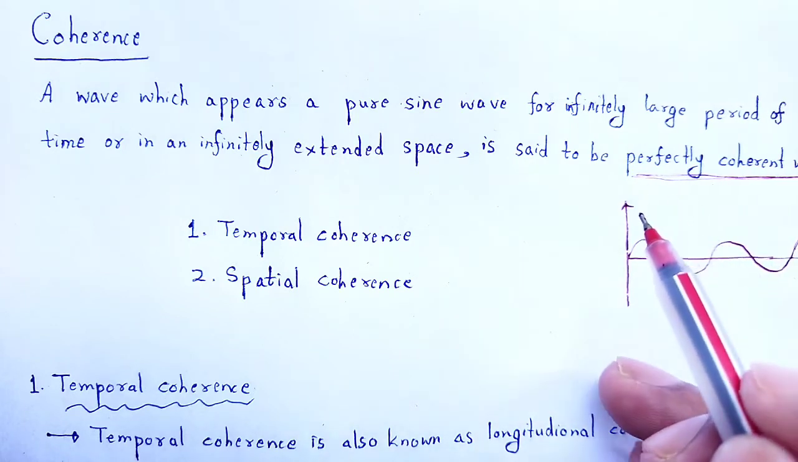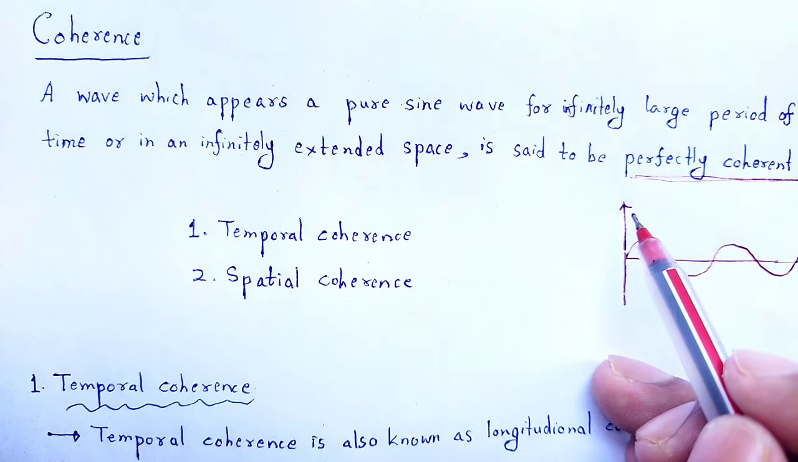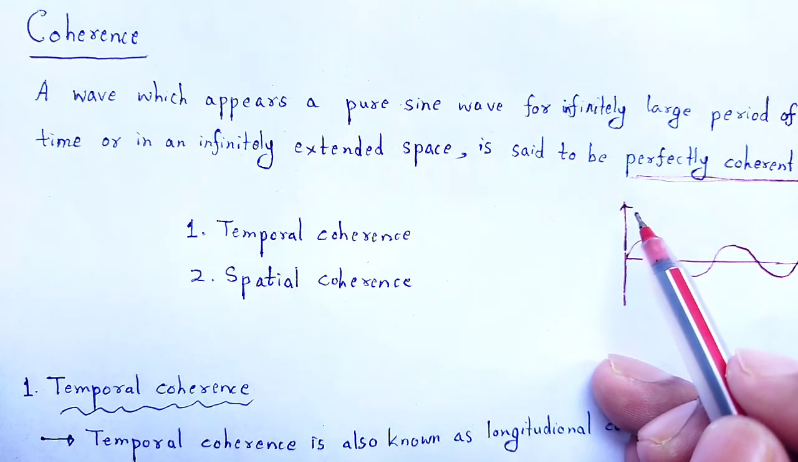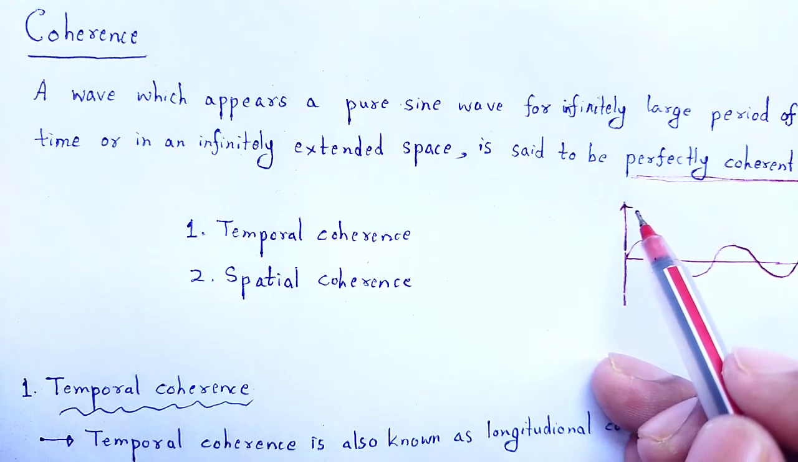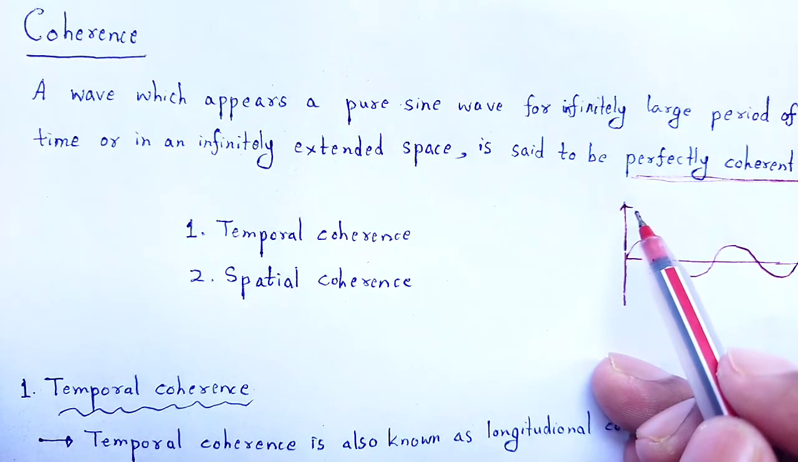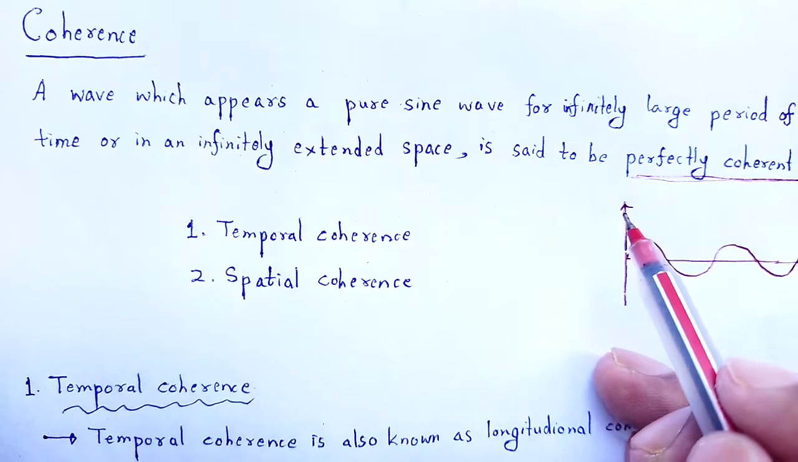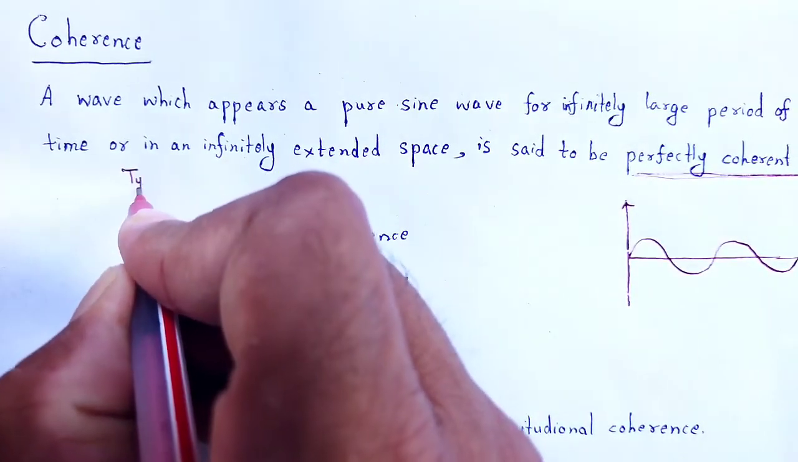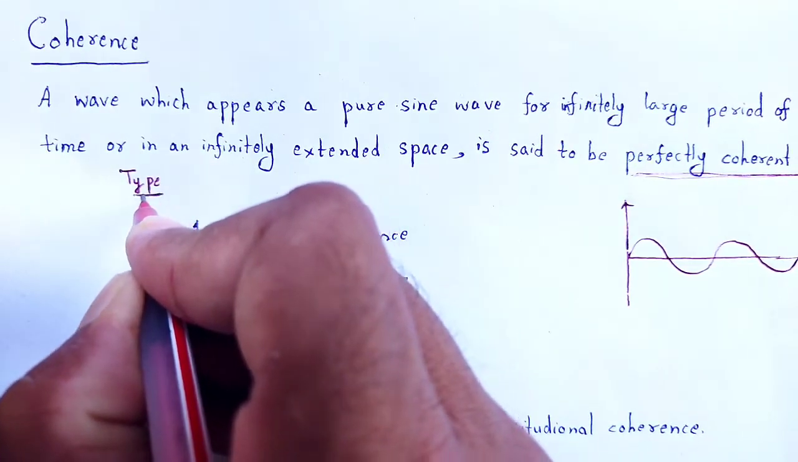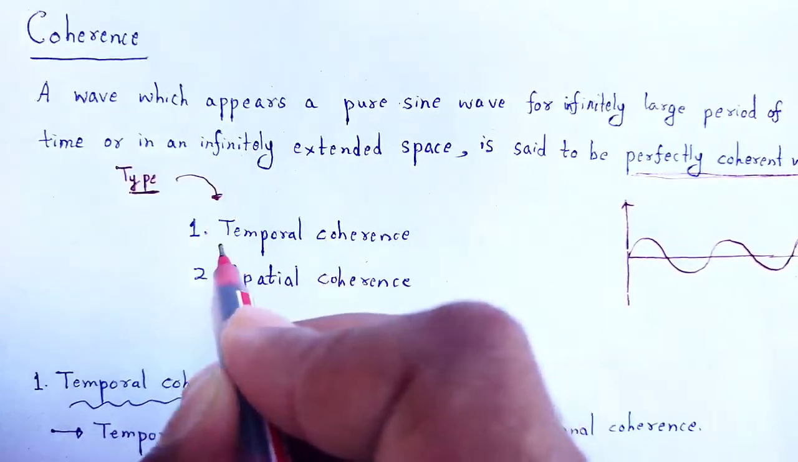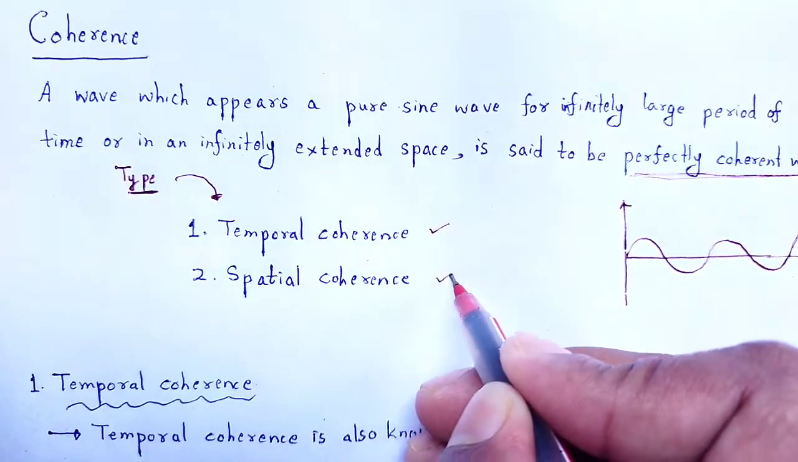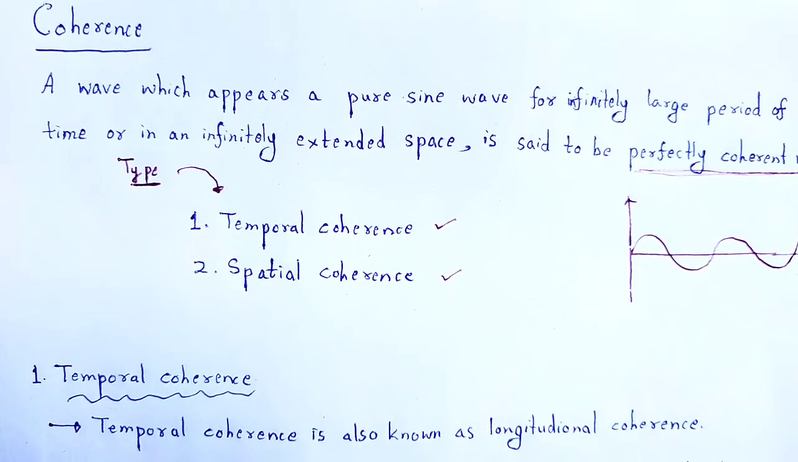What happens in the case of a light source? Light waves are pure sine waves for a limited period of time or limited space. As a result, we can say there are two types of coherence: temporal coherence and spatial coherence. So, what is temporal coherence?